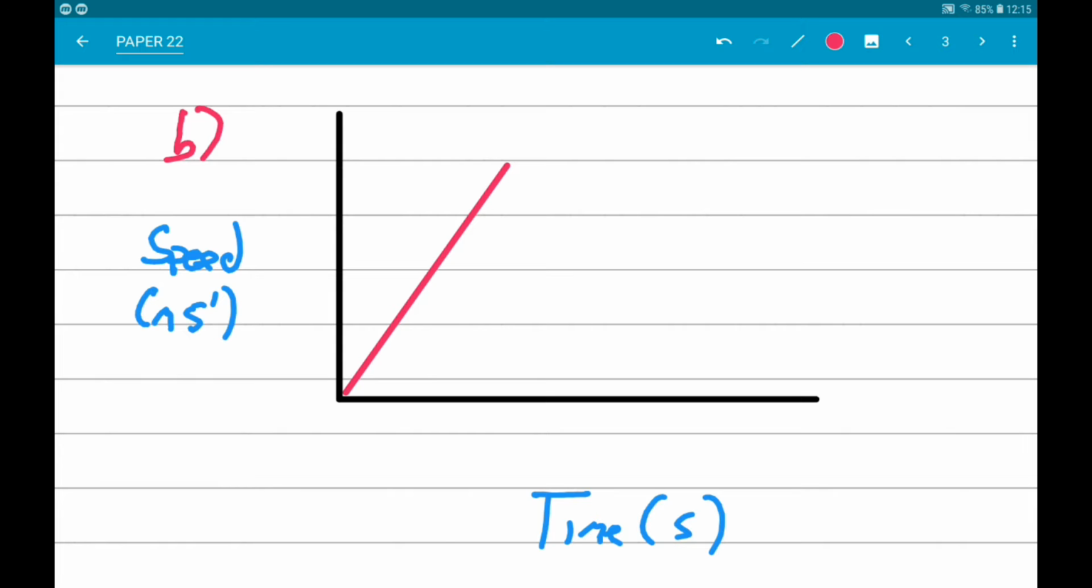Now, she decelerates for 2 seconds at 12 meters per second squared. So, after 1 second, she's going to be down to 18 meters per second. After 2, she's going to be down to 6. And then from there, she stays at that speed until she reaches the ground.